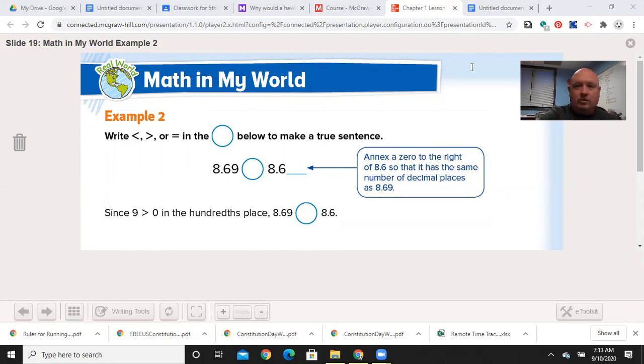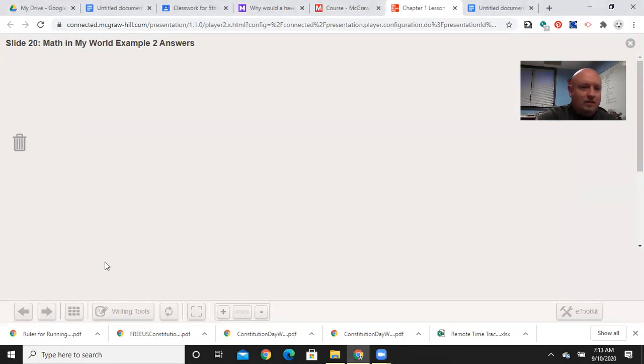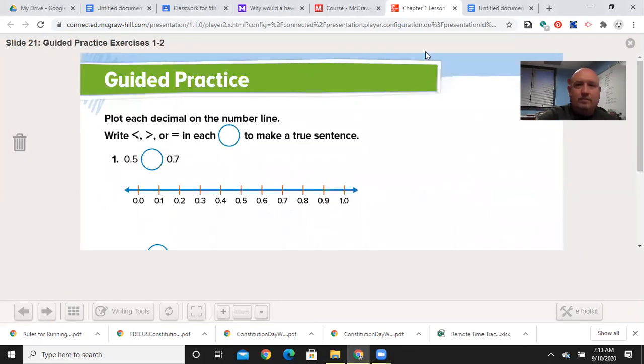Let's do numbers 1 and 2. We'll bounce over here. Get my annotation tool, I know I'm going to want it. Comparing 0.5 and 0.7, and put each decimal on the number line. And remember, we want to read directions and follow them, even if this isn't the way you're going to do it personally. I have 0.5 and 0.7. Which one is further from 0? Well, 0.7. That means 0.5 is less than 0.7.